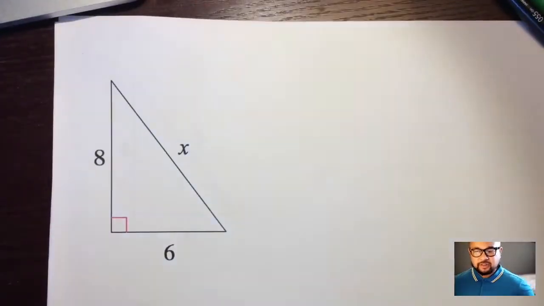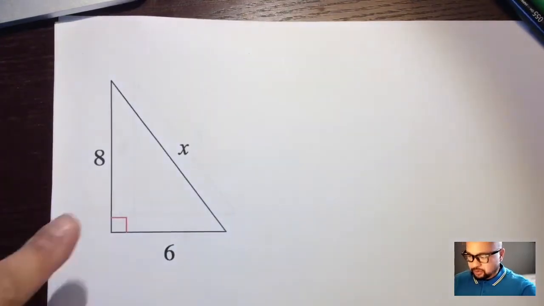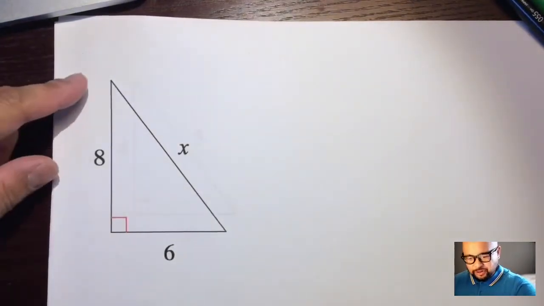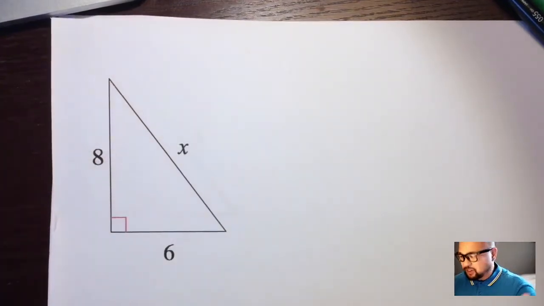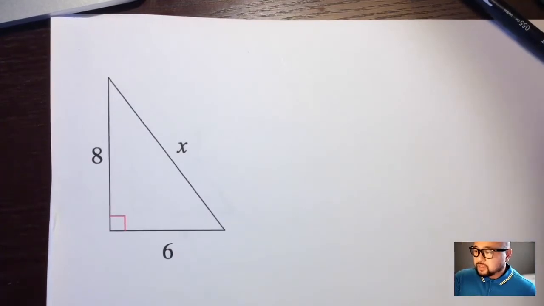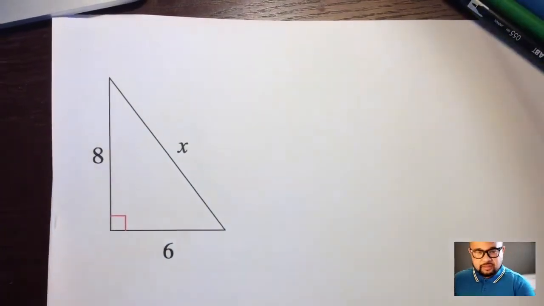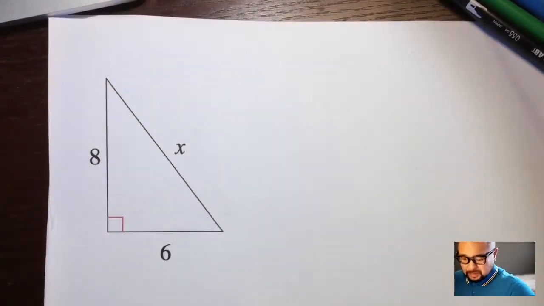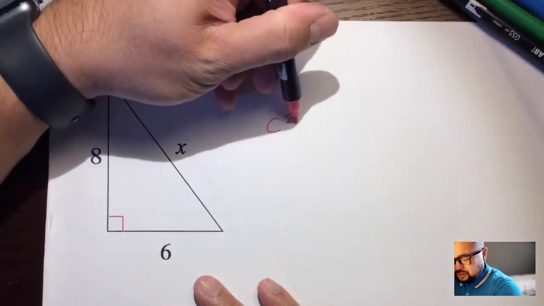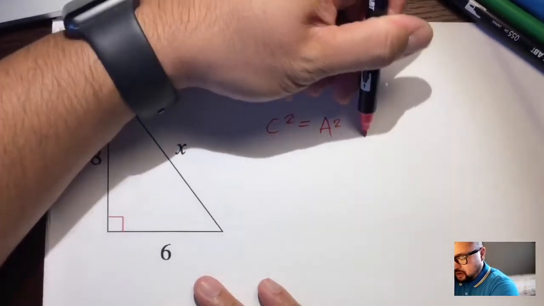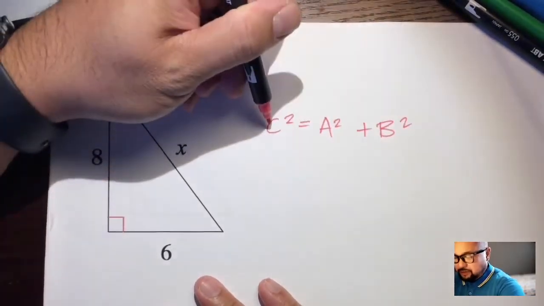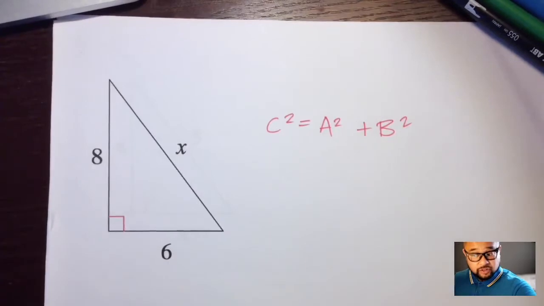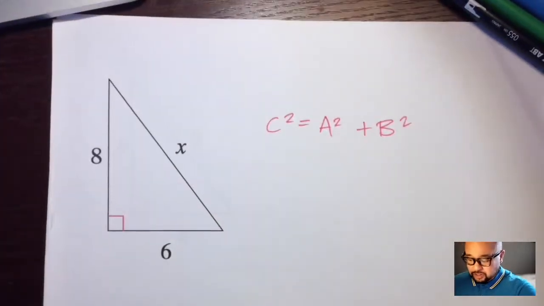All right, so here we go. Can we use the Pythagorean theorem on this? Well, it's a right triangle, and we're trying to find a missing side, so I think we can use the Pythagorean theorem. Hey, let's use this color right here. Let's use pink, and let's identify. So let's write c squared is equal to a squared plus b squared. The hypotenuse is equal to the sum of the other two legs squared.